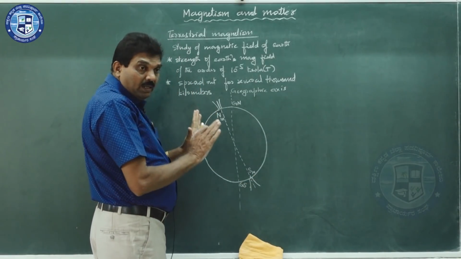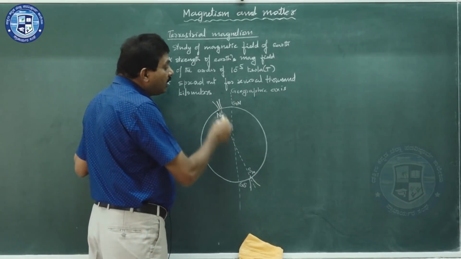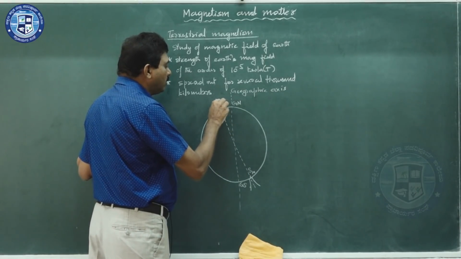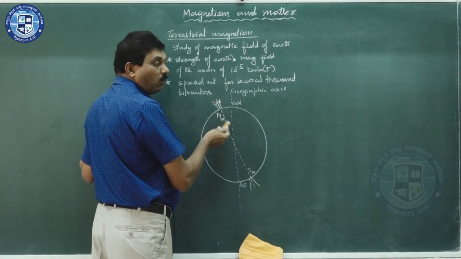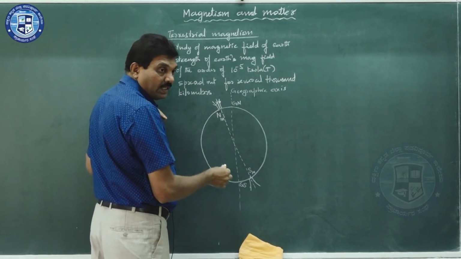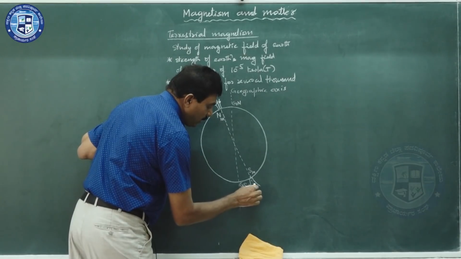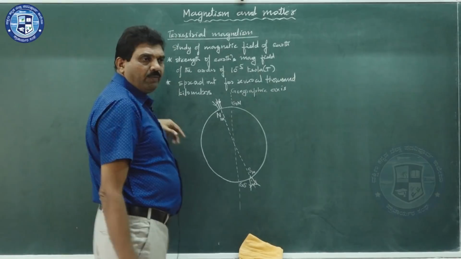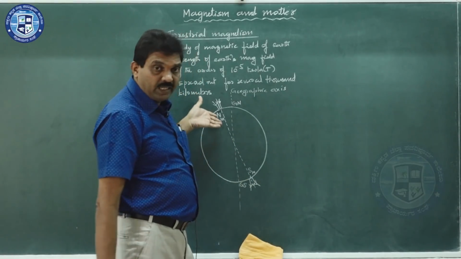No, in the ordinary bar magnet it is like that, but in the earth magnet, here in the north pole it is inward like this. Near the north pole, the magnetic field lines are inward, and in the south pole they are emerging. Why have we seen this type of behavior on the earth magnet?